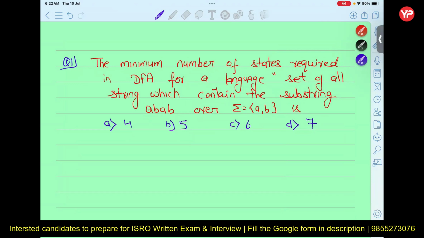So, dear students, today we are going to discuss the top 20 problems of theory of computation for your upcoming ISRO exam. As you know, YourPedia already started the series in which we are covering the top 20 questions of each and every subject.